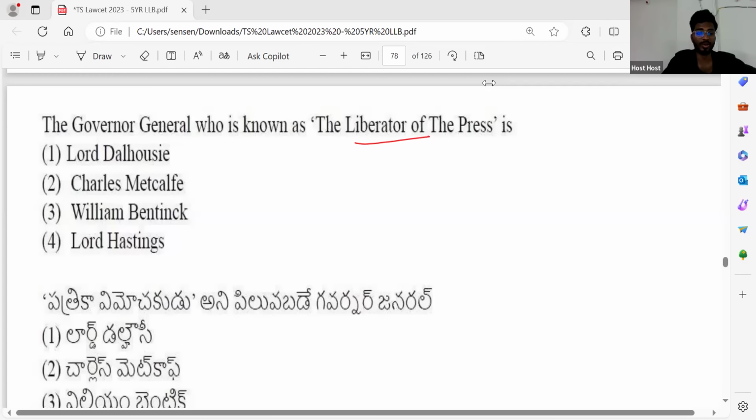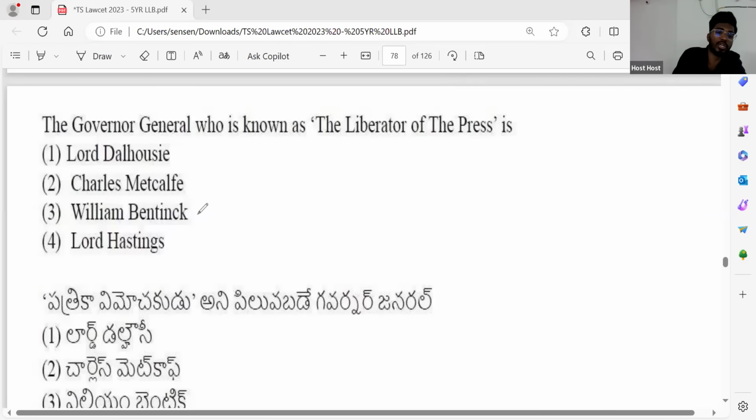Yeah, but no. So the answer is Charles Metcalfe, right? So Charles Metcalfe, he is known as Liberator of Press. When he was the Governor General, a lot of newspapers were introduced, right? So he gave a lot of press freedom. That is why he is known as the Liberator of Press, right? So press here is the media, right? So at that time it was newspaper. So he encouraged newspaper, he allowed for printing and all. That is why he is known as the Liberator of Press.